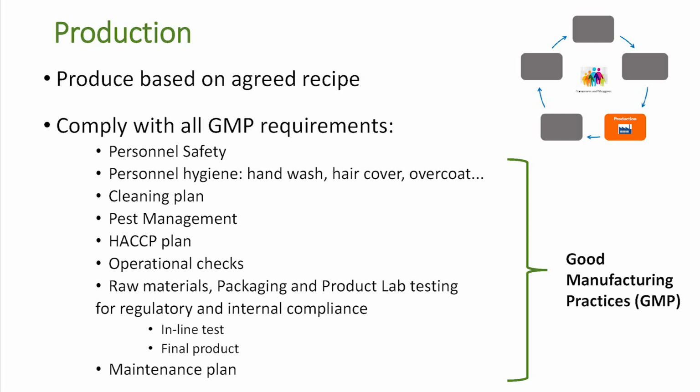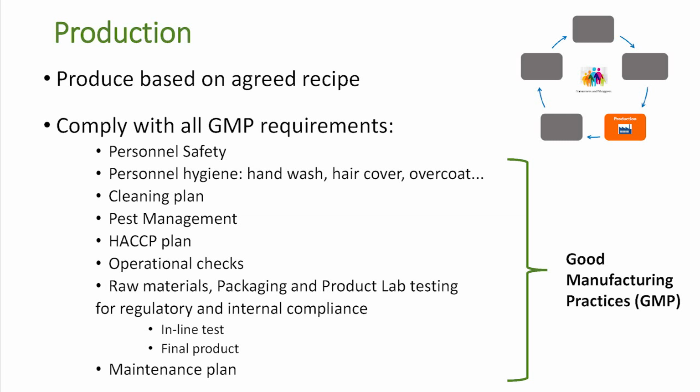Number 1, you want to produce based on the agreed recipe. Remember we said at the development step that you are going to perform trials, make consumer tests, adjust your recipe and then lock your recipe. This is very important. At this production stage, you are going to produce with the recipe that you have locked, not a new recipe. It's not time to change anything. You go by the recipe that you have locked.